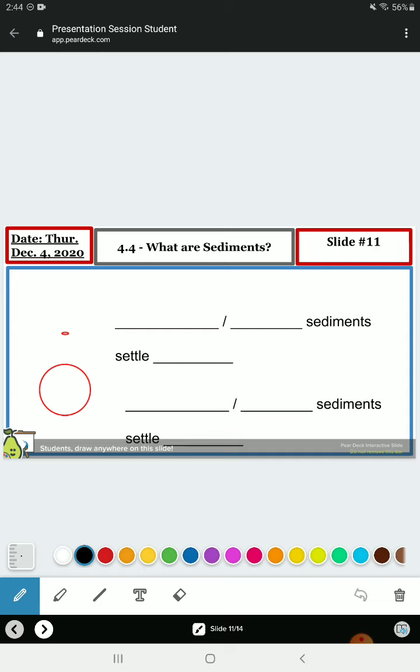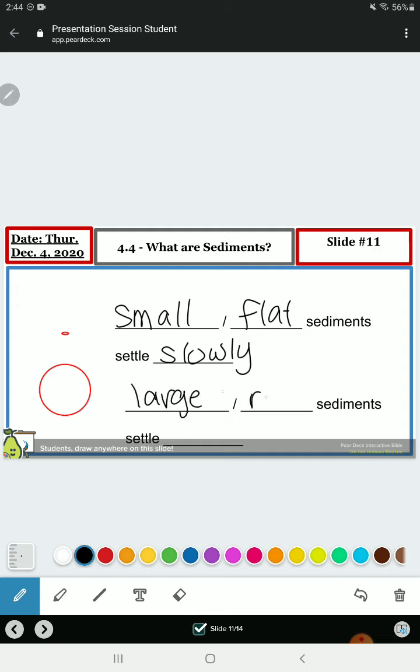These sediments are going to settle in certain ways. The small and flat sediments settle slowly. The large and round sediments settle quickly. I'm sorry, that was the worst cue I've ever drawn.